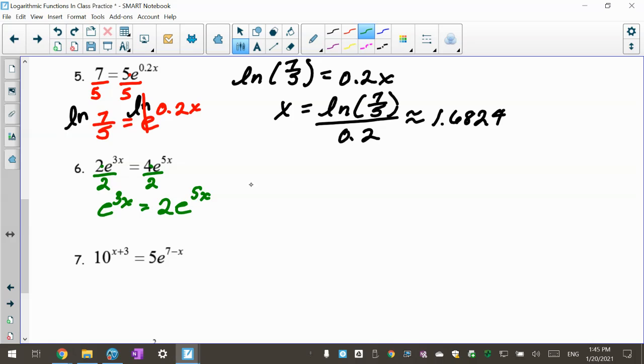So I'm going to do that. So I have e to the 3x divided by e to the 5x. And remember, I'm just simplifying this using normal math, equals 2. And then I remember, oh, look, the bases are the same. So if the bases are the same and then dividing, I'm subtracting. So it's going to be e to the negative 2x equals 2.